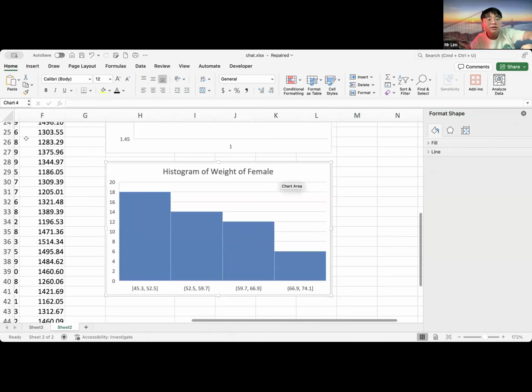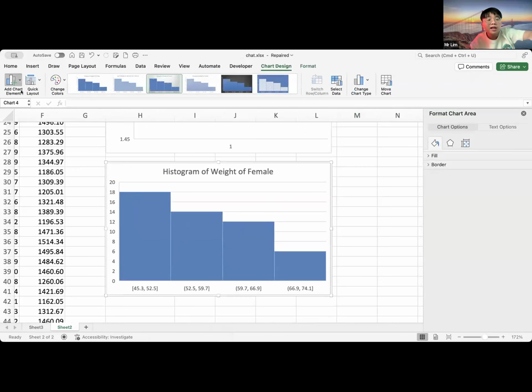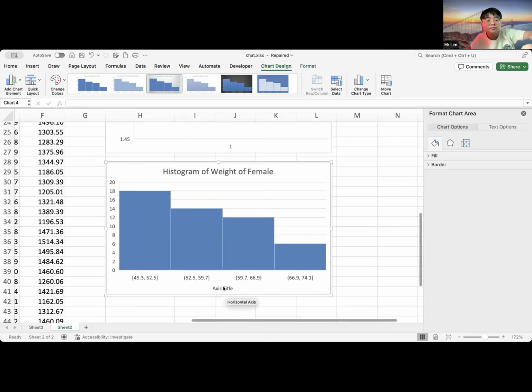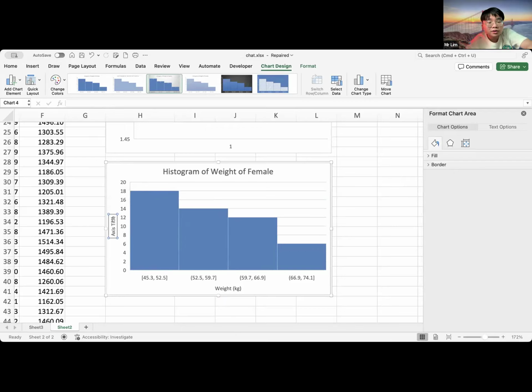Another example here, I can also add a chart element, axis title on my primary horizontal. So this is my weight, kg. And vertical should be my frequency.